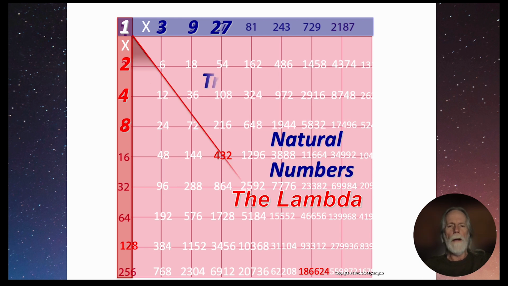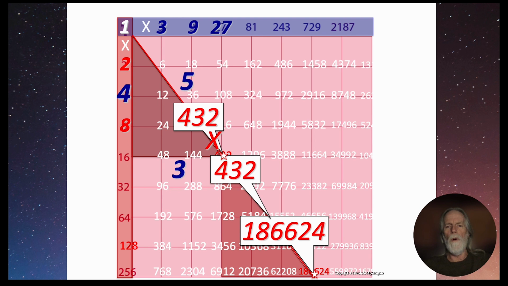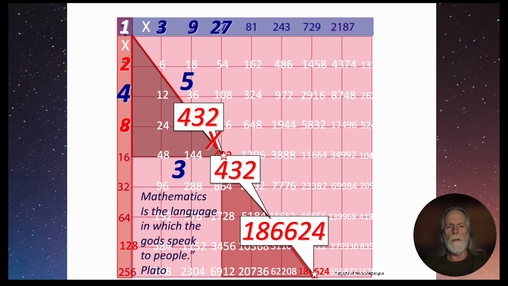A line drawn diagonally from the origin, or one on the grid, at an angle of 53.13 degrees creates a Pythagorean 3-4-5 triangle that intersects two coordinate numbers, 432 and 186,624. Now notice that 432 is a square root of 186,624, and that number approximates the speed of light. And these two numbers are key. And Plato stated that mathematics is a language in which gods speak to people.